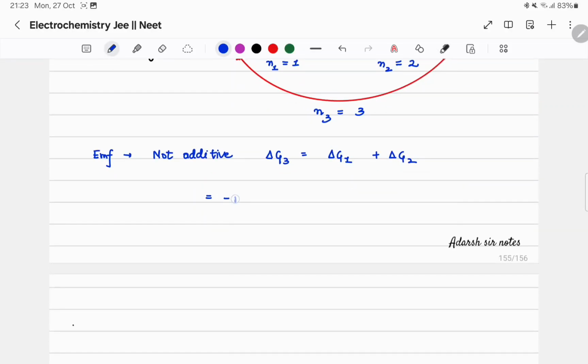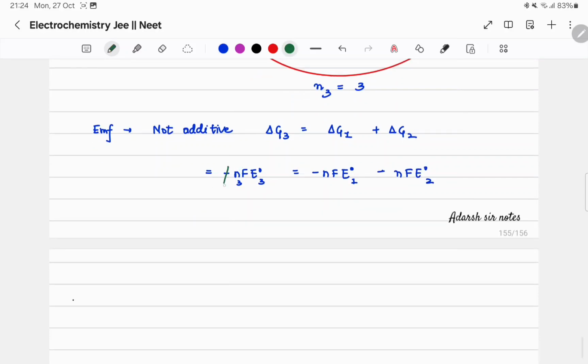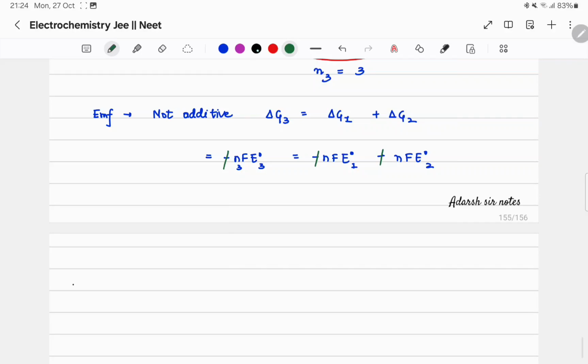Delta G3 is equal to what? Minus nFE naught cell. So that will be n3, and E cell I am writing here as E3. Here also, minus nFE naught 1 minus nFE naught 2. Now a little calculation: remove the minus signs. Faraday is a constant, so it will be removed from here. So I can write directly: n3 E3 naught will be equal to n1 E naught 1 plus n2 E naught 2.